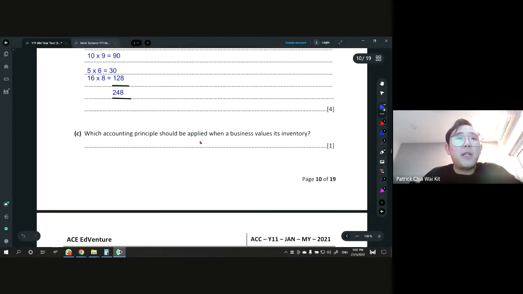Next one, which accounting principle will apply? This is prudence. When prudence says, when you're not sure, do not overstate your assets and also profit.